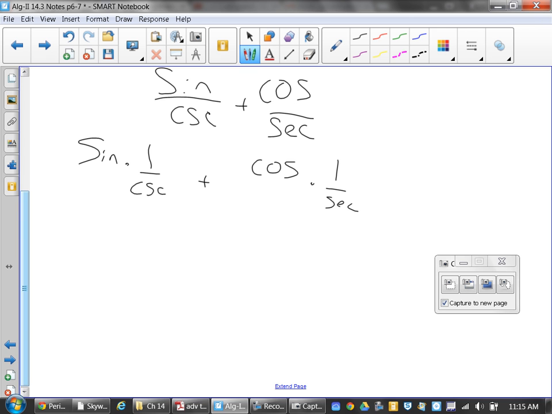A lot of you guys can probably do these steps without showing it. I'm just showing why this is going to work. 1 over cosecant is sine. So you have sine squared plus cosine squared, which is 1. Well, remember, you can go that step further. What does it equal? It equals 1. Okay? It's probably one of the most important ones.